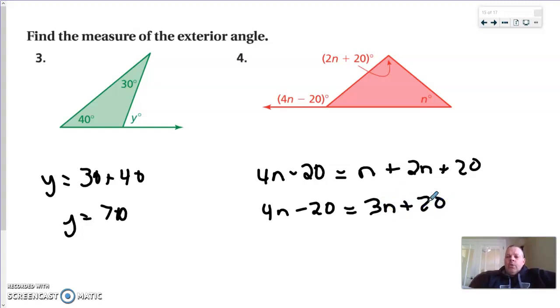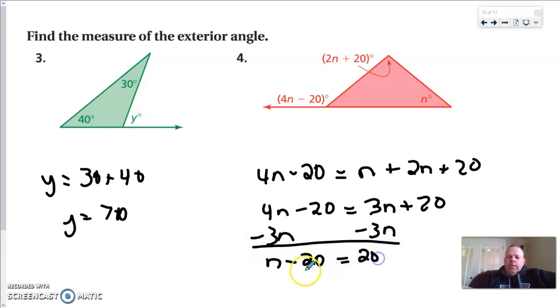Again, get all the variables on one side. I want to subtract 3n. Again, that's not the only way. Minus 3n, which would give me n minus 20 equals 20. Then I'm going to add that 20. So I have n equals 40.